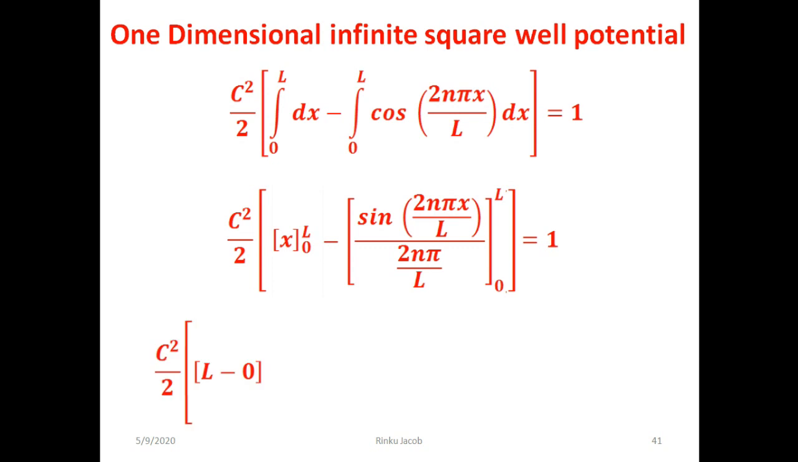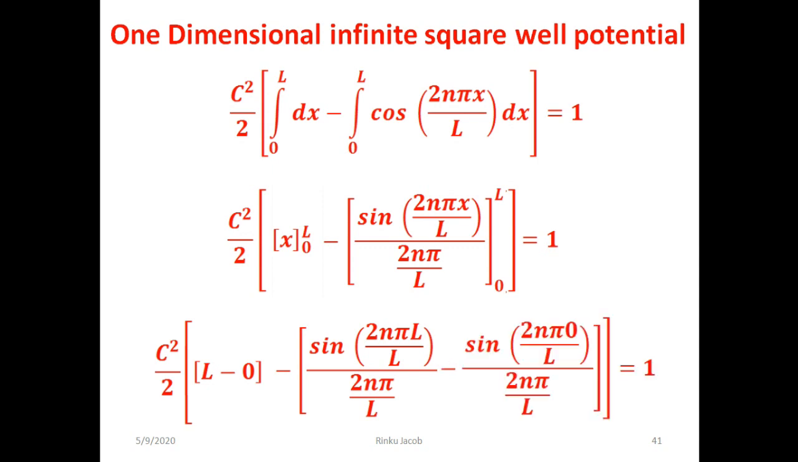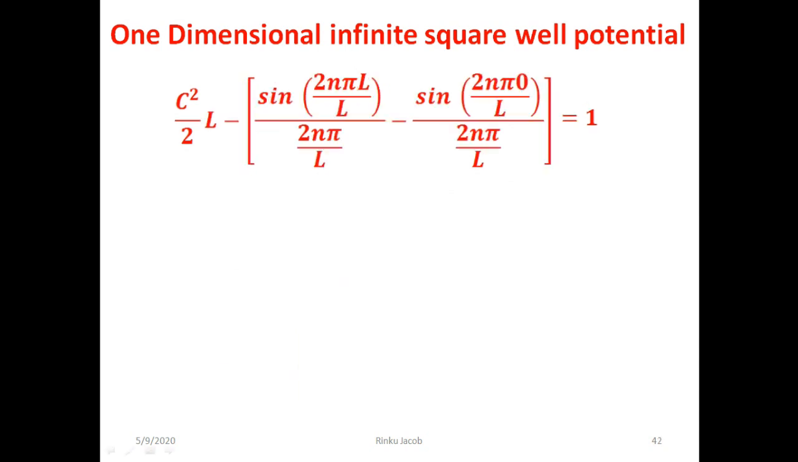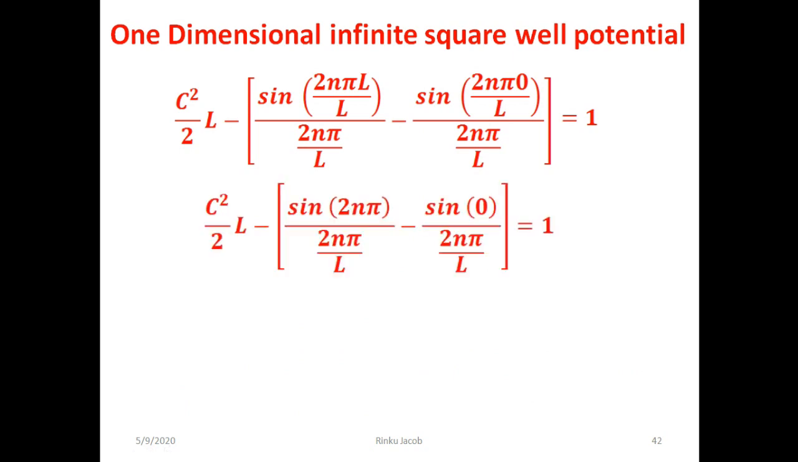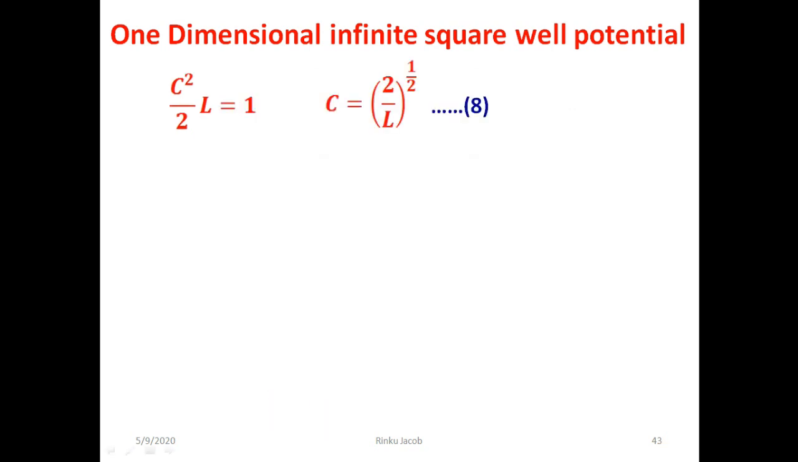Now applying upper limit minus lower limit to the second term, that is sin(2nπL/L) divided by (2nπ/L) minus sin(2nπ·0/L) divided by (2nπ/L), equal to 1. Now the first term in the bracket becomes sin 2nπ divided by 2nπ/L, and the second term becomes sin 0 divided by 2nπ/L. Now sin 2nπ is 0 as we put n equal to 1, 2, 3, etc. So the first term and second term inside the bracket become 0. So we get c²/2 times L equal to 1. So c is equal to the square root of 2/L, which is equation 8.